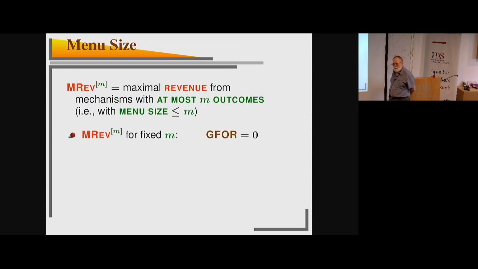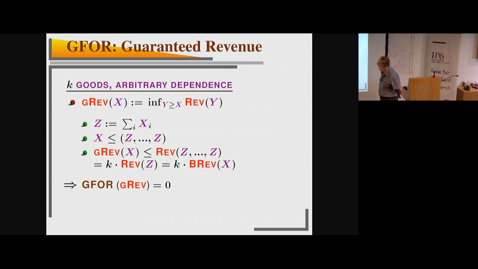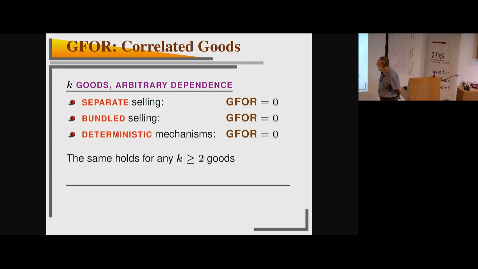Here's another result. Sorry, let's go back here, I jumped. So we said that for bundling, the fraction is 0. You get 0 fraction of the optimal revenue. Separate, 0 fraction of the optimal revenue. Deterministic, 0 fraction of optimal revenue, okay?